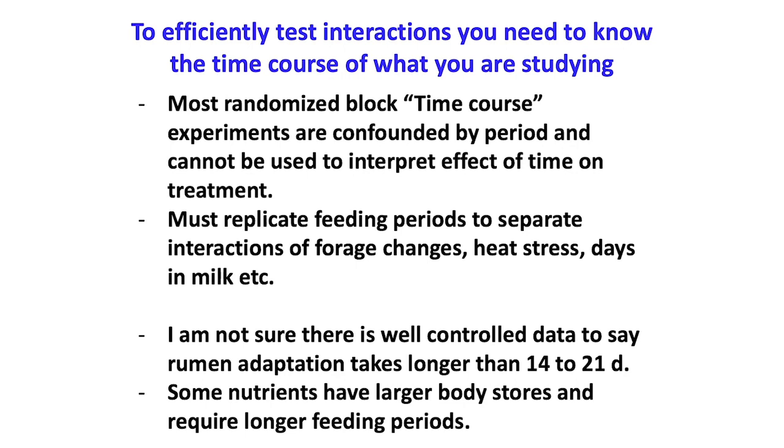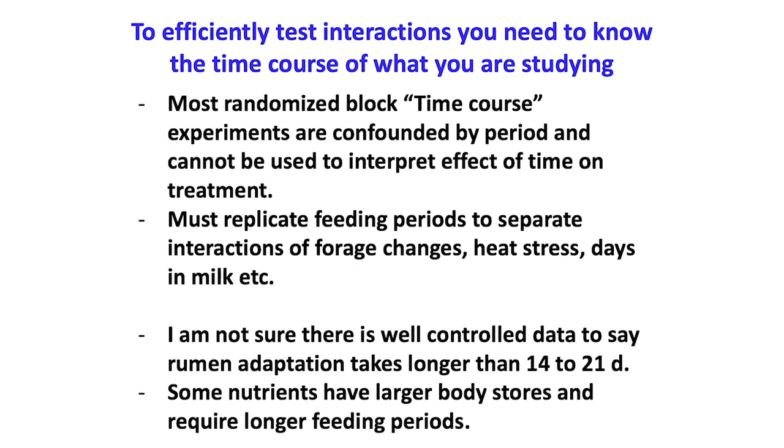You would have to do that experiment multiple times to be able to take out these period effects within that experiment. So I'm not sure there's a well-controlled experiment to say that rumen adaptation takes more than 14 to 21 days. There's some nutrients with larger body stores that require longer feeding periods.